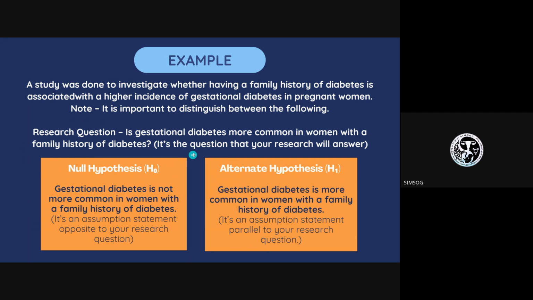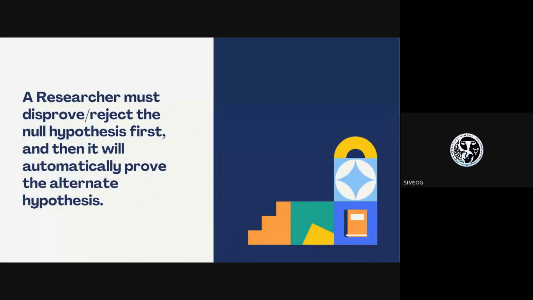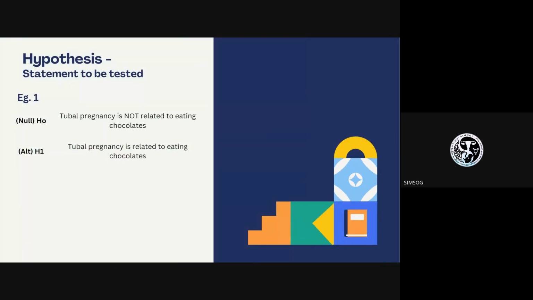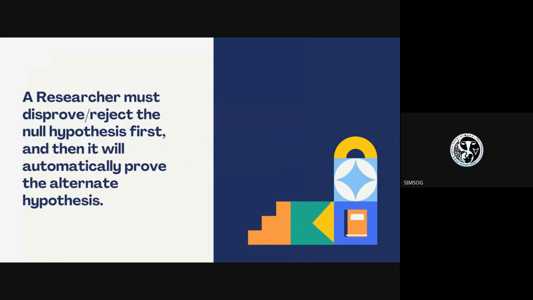Sometimes the null hypothesis might actually be true, which we will come to later. A researcher must disprove or reject what we call, in statistical terms, the null hypothesis first, and then it will automatically prove the alternate hypothesis. I'll take more examples.